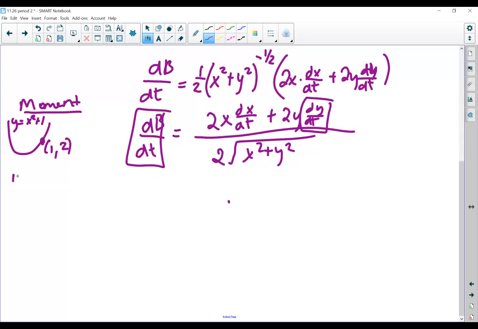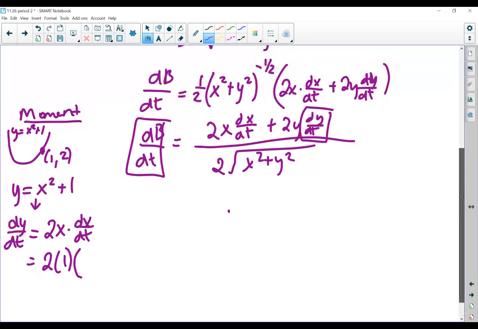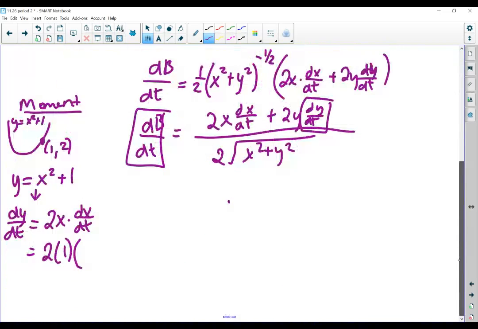How am I supposed to find dB/dt if I don't even know dy/dt? So we're going to have to do a little extra work for this problem. I do have that y is equal to x squared plus 1, which means if I have a relationship between those variables, I would have a relationship between their rates. So dy/dt would just be equal to 2x times dx/dt. And if I plug in my information, my x is 1, and my dx/dt is 2. And that tells me that dy/dt is 4.